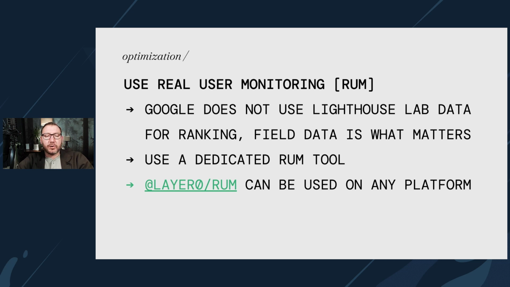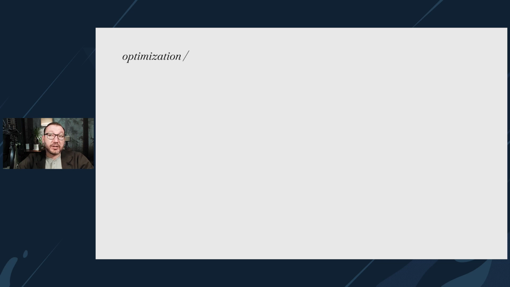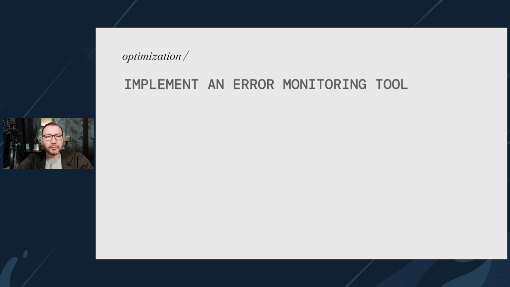So we use Layer 0 RUM package. Now, regardless of where you're being deployed, you can use this package on any platform. And it makes it really easy to see, like on this specific route, there's a spike and, oh, there's an image that's not optimized there. It allows you to really take a look at what your users are seeing across all devices, all different kinds of network speeds, and it allows you to identify and fix those things pretty easily.